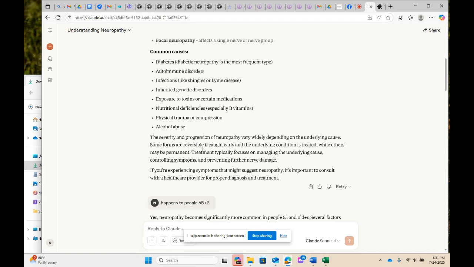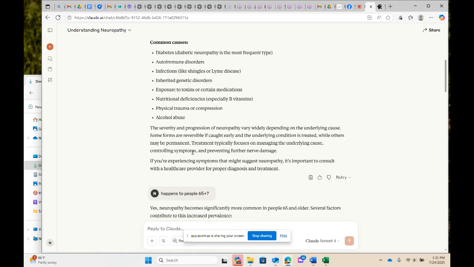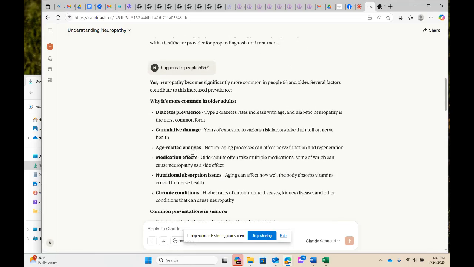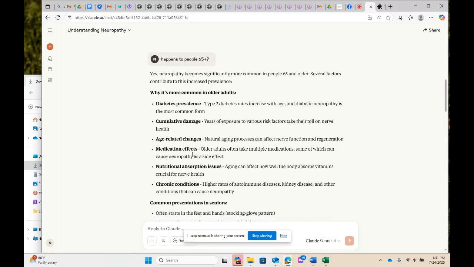The severity and progression of neuropathy vary widely depending on the underlying cause. Okay. Let's see if I want to do another one. Do you have type 2 diabetes or have experienced years of exposure to risk factors? Okay, yes, neuropathy becomes significant at age 65 or older. Several factors contribute to the increased prevalence. Diabetes: type 2 diabetes rates increase with age, and diabetic neuropathy is the most common form.